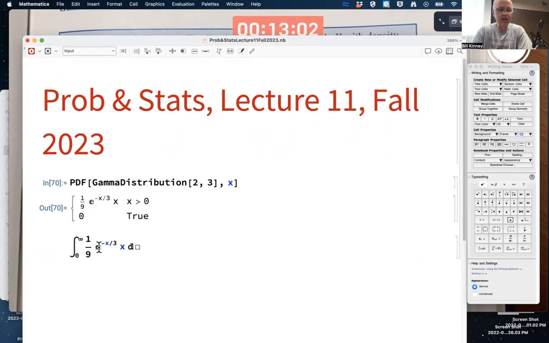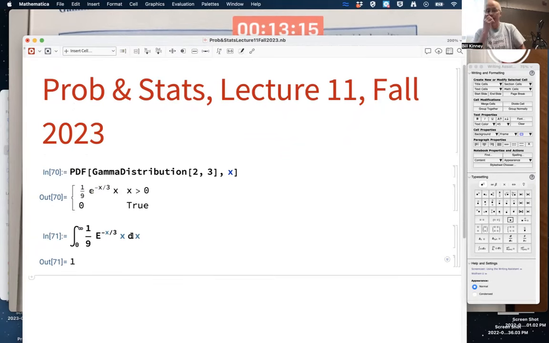Notice the E is sort of a fancy looking E. You can also use a capital E instead. Don't use a plain lowercase e. That integral does end up equaling 1. Okay, so we've confirmed that's a PDF.